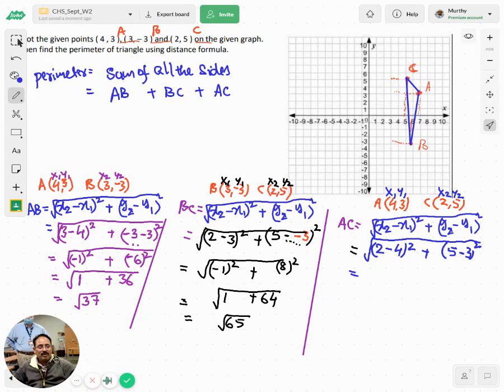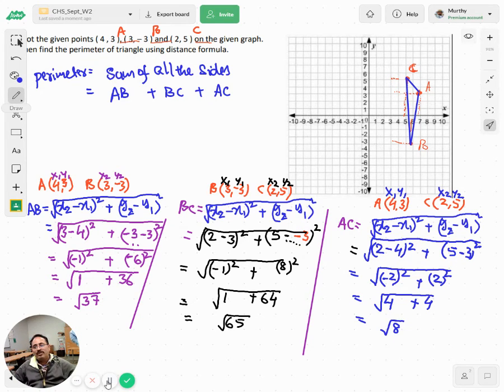2 minus 4 gives you negative 2 square plus 5 minus 3 gives you 2 square under the square root. So this gives me 4. This gives me 4. So 4 plus 4 is equal to square root of 8.